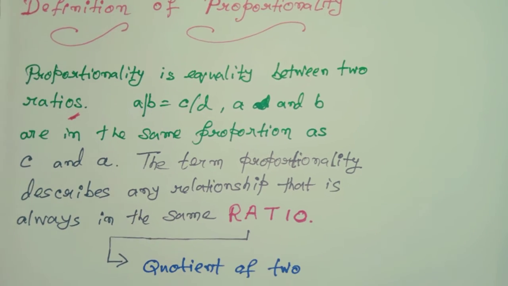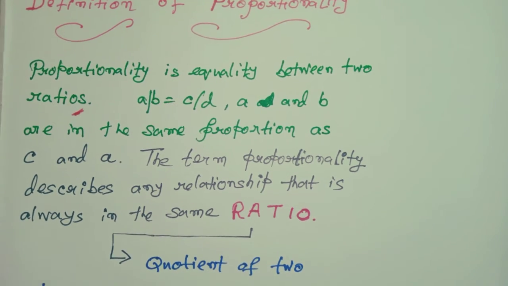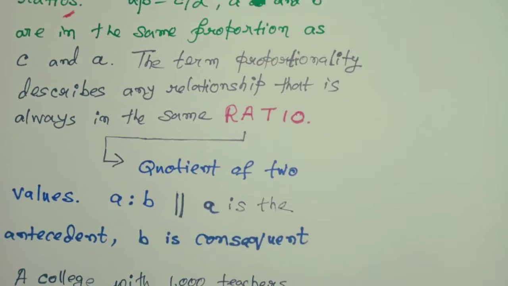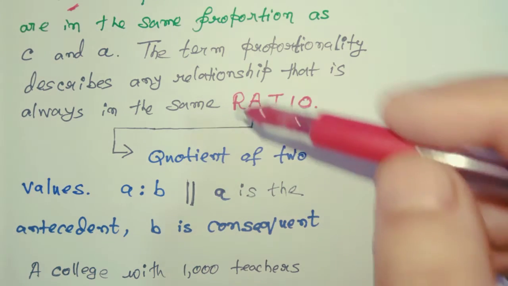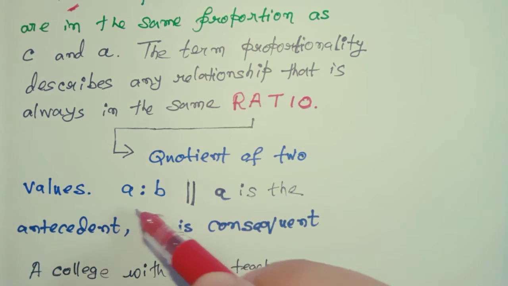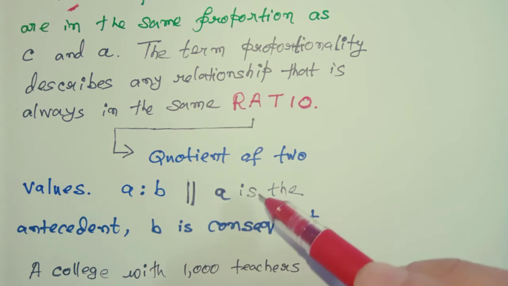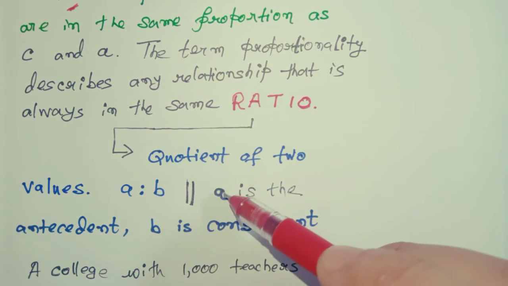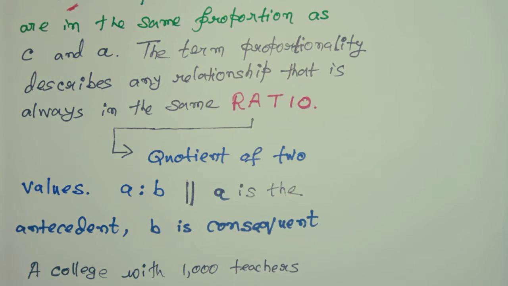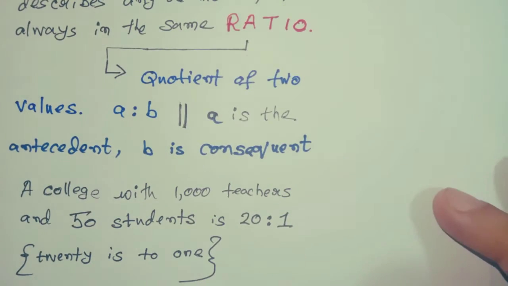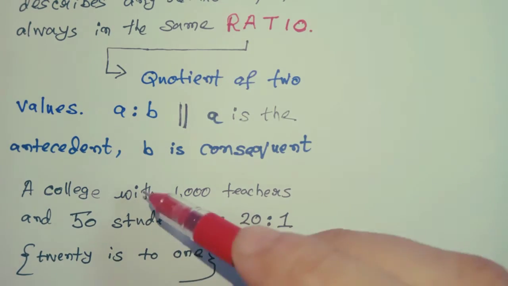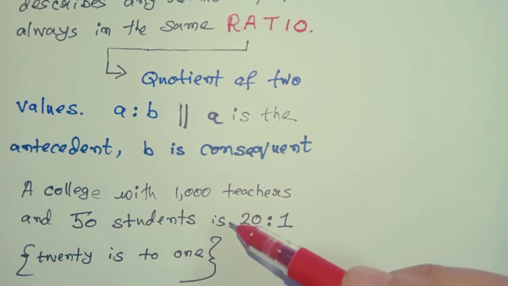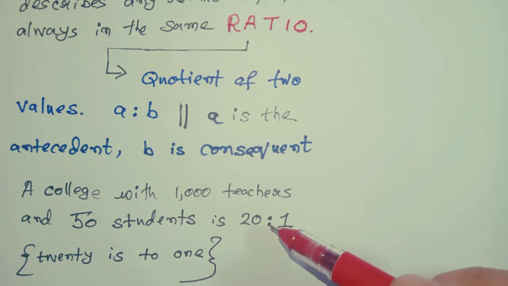So here we involve the concept which we all know from our school days, that is, what is a ratio. A ratio is basically a quotient of two values A, B, where A is the antecedent which comes first, and B is the consequent. Although this is something really funny, if I say a college with 1000 teachers and 50 students, then they will cancel out, it would be 20:1, right? So this is how the definition of proportionality and equality comes.